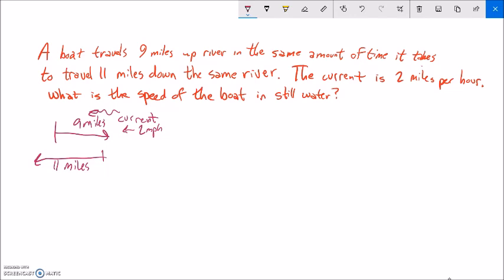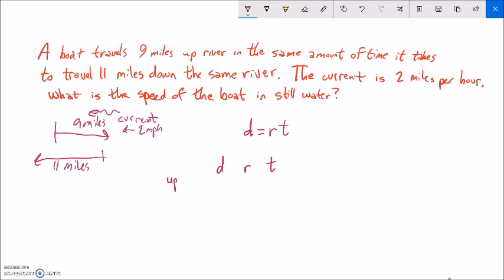Okay, so what we're going to take advantage of in this type of problem is this relationship between distance, rate, and time. Distance equals rate times time. DIRT is what some people use to remember it. This is really going to help us a lot. So distance equals rate times time. So I'm going to make a little DIRT chart for this.